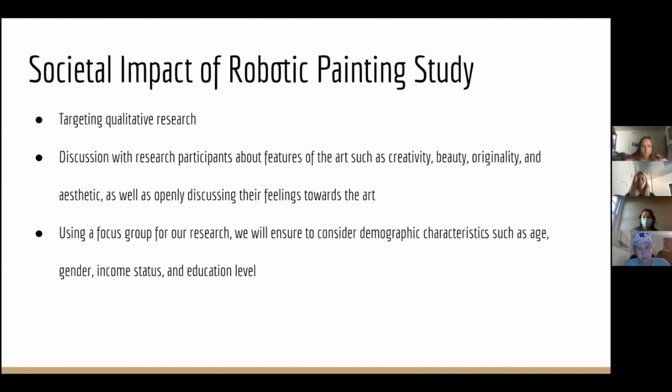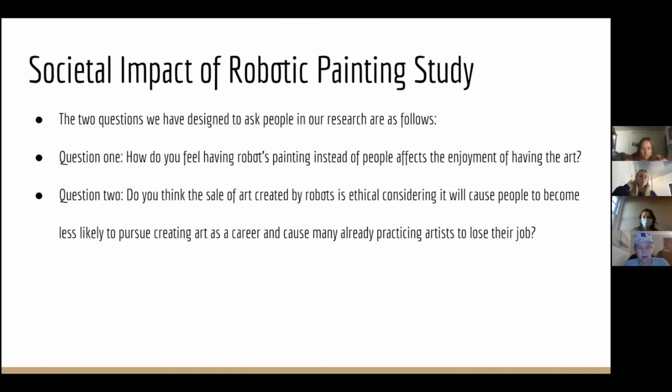Using a focus group will be the best option for our research, as we're looking to gauge how people feel about this issue, and one of the most insightful ways to determine that is through discussion. We are also going to consider demographic characteristics, such as age, gender, income status, and education level in our research, to see if there are any correlations in people's feelings about robotic art.